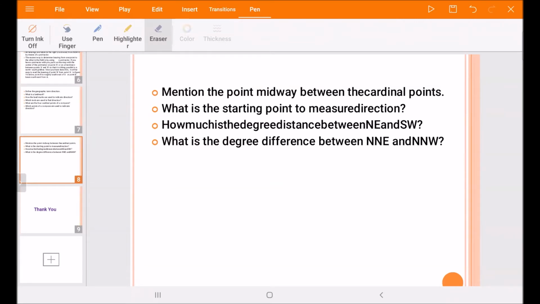Yes. Are landmarks always man-made features? Maybe man-made or natural. Either man-made or natural.